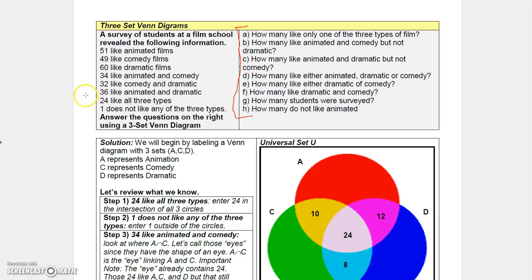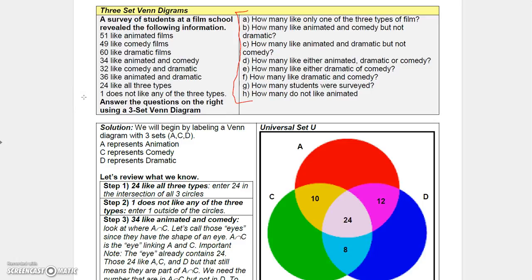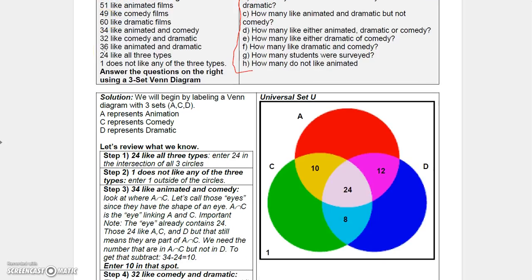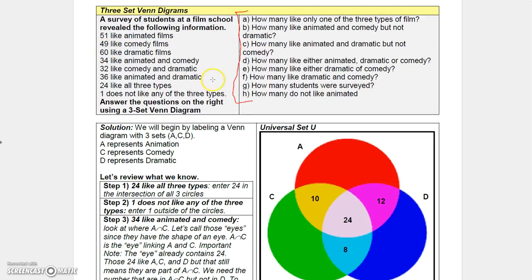But let's go ahead and set up the Venn diagram. And what we want to do is try to fill out everything we possibly can. So every area here we want to try to fill out. So I'll start with A. This top circle is going to represent animation, the lower left circle is going to represent comedy, and then the lower right is going to represent drama.